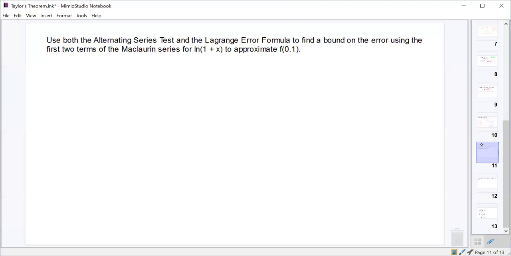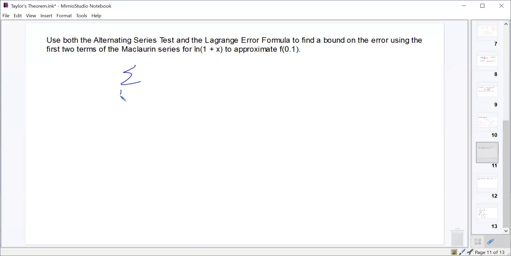So what should we do first? Probably write out the series itself, or write out the first few terms of the series, because we're going to truncate after 2 terms. So what does our series look like for natural log of 1 plus x? First term should be x. Right, remember we had it written down earlier.